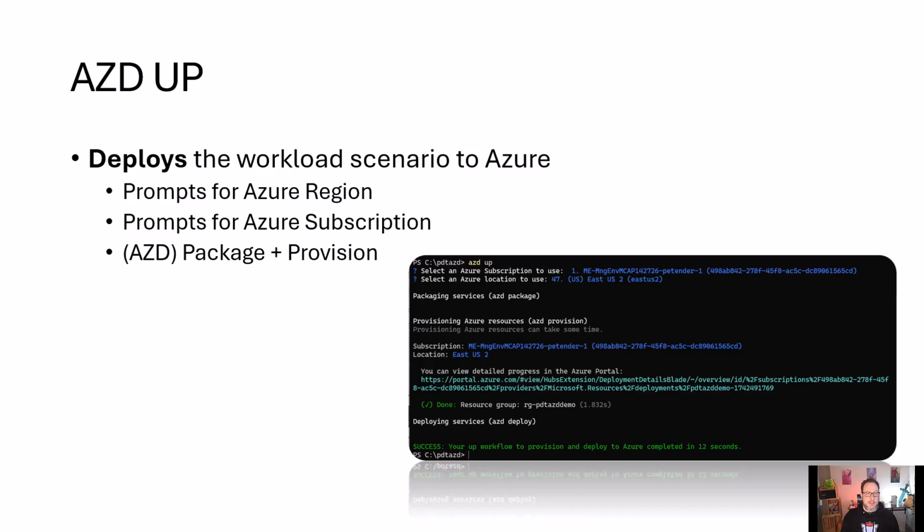Because in the end, AZD up is a combination of AZD package, which would compile the application source code on your local machine, and then running AZD provision, which would actually spin up the Bicep or Terraform based deployment. But instead of running two other commands separately, you could now run AZD up, and it's going to perform them for you.